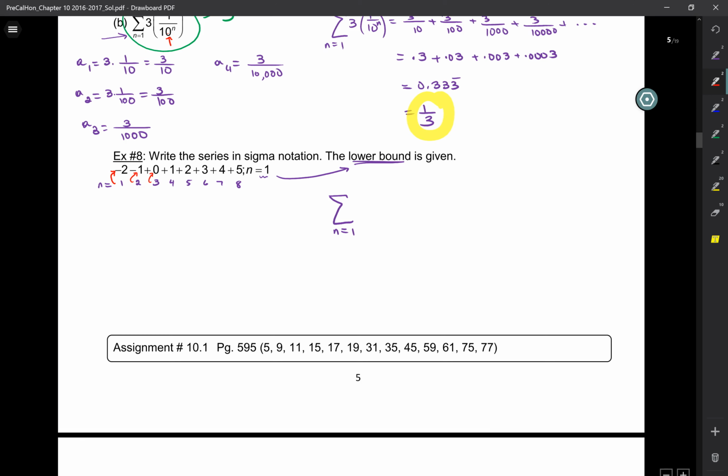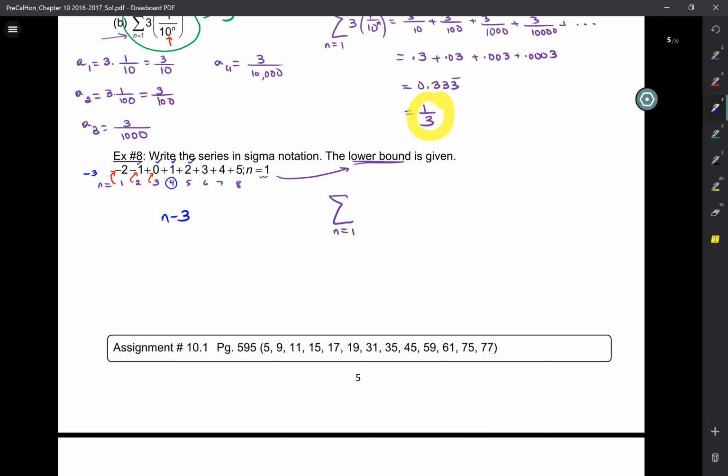What do I do to 1 to get -2? So we think, and I go, oh, what if I subtracted 3? Okay, let's see, 1 minus 3, yeah, that's -2. Okay, what if I do 2 minus 3? Do I get -1? Oh my God, I do. What if I do 3 minus 3? Do I get 0? I totally do. 4 minus 3, yup. 5 minus 3, yup. So what am I doing? Whatever my value of n is, I'm subtracting 3 from that and getting my terms.